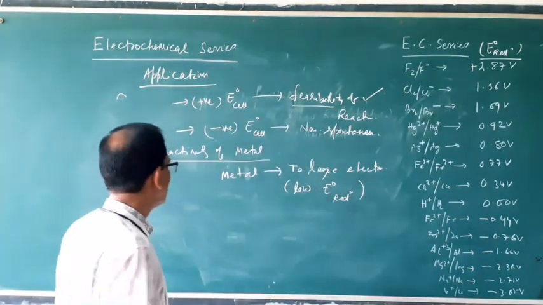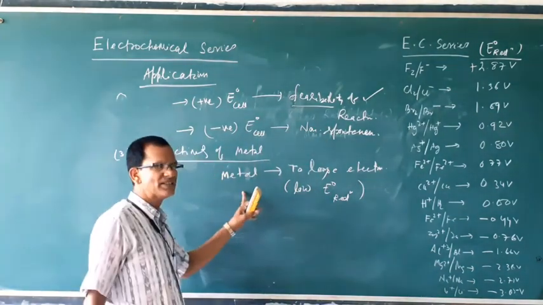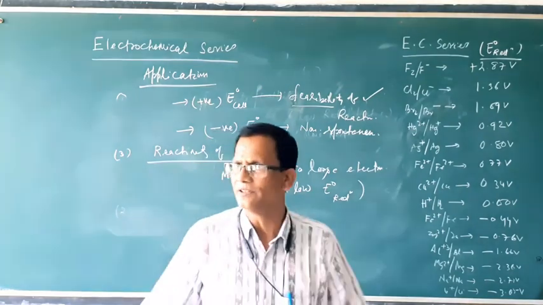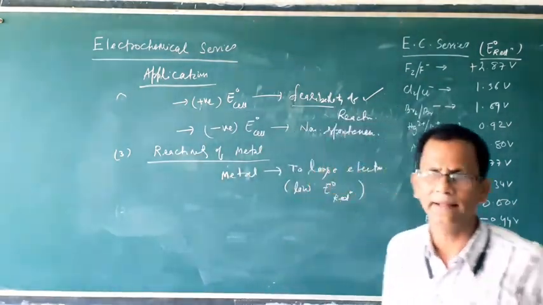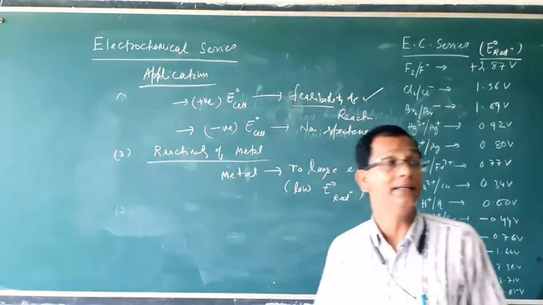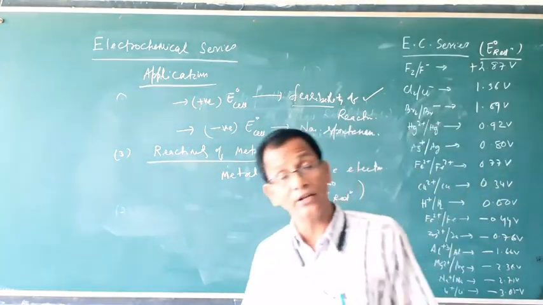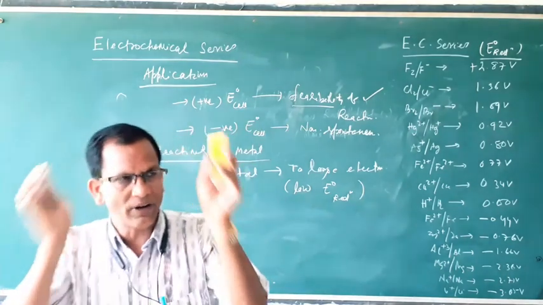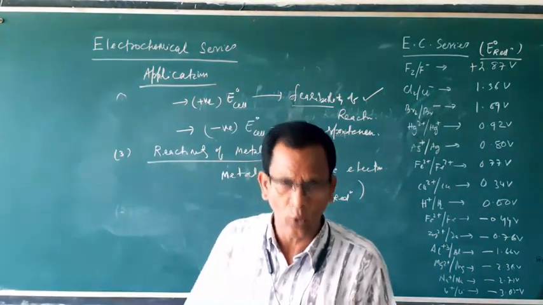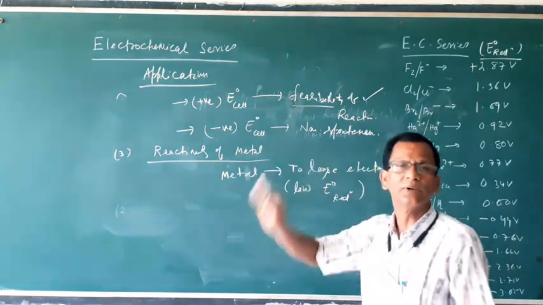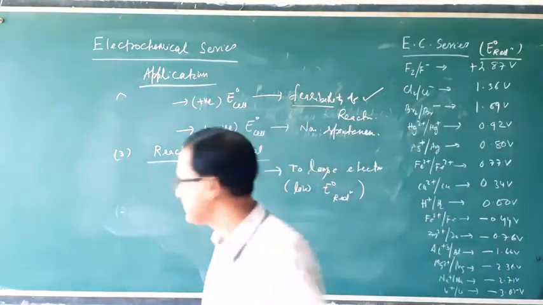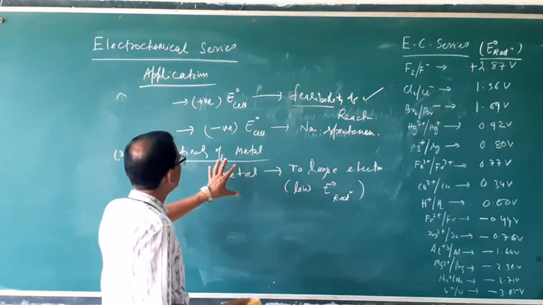That's why the reactivity of a metal depends upon the outermost electron. If the outermost electron is loosely bonded, the metal is highly reactive. Ionization energy will be low. The ionization energy of the metal will be low, which means it has low reduction potential and is more reactive. So this is the reactivity order.